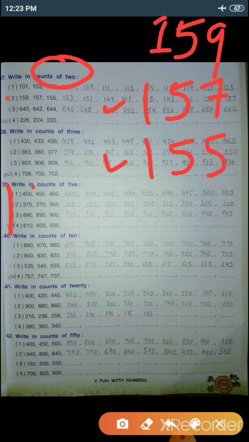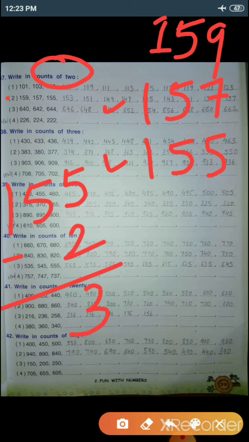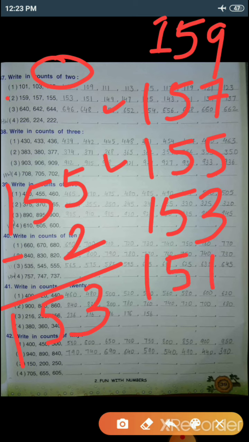Okay. After that let's subtract 2. 155 minus 2. 5 minus 2 will give you 3. 5 as it is and 1. So next number is 153. Again minus 2. So 151. Now again you need to do minus 2. So I am going to do it here. 1 minus 2 is not possible. So I will cut this one and I will write here 11. Now 11 minus 2 will give you 9. Again I am going to cut this 5 and write here 4. So 4 as it is and 1 as it is. So next number is 149.